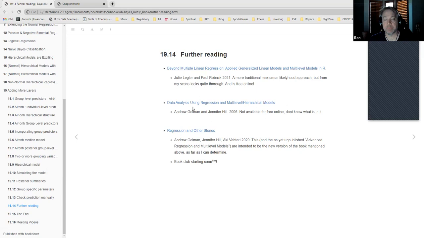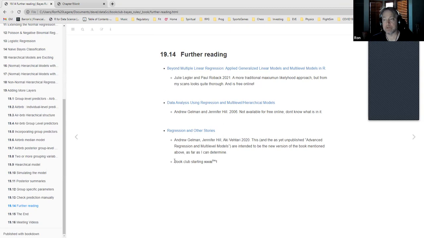For Bayesian, they recommend a book called Data Analysis Using Regression and Multi-Level Hierarchical Models, which is a Gelman and Hill book. It's not available for free online, unfortunately, and I don't have much idea what's in it. It's kind of older, 2006. Gelman, Hill, and Vehtari are updating that book into a two-volume set. The first one, which is out and is free, is called Regression and Other Stories, which goes a deeper dive into just linear regression, hammering it, as far as I could tell. The second book is called Advanced Regression and Multi-Level Models, which so far is just an empty webpage, so I don't know what the status of that is.